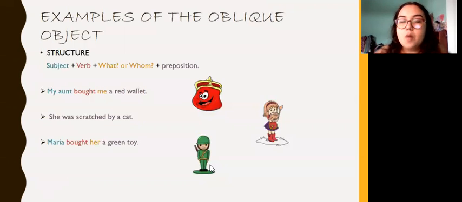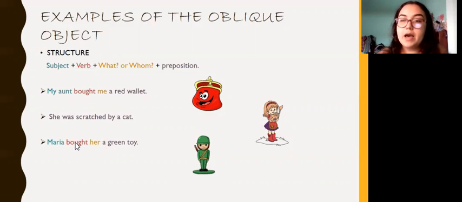Now, functional phrases in English as constituents of clauses can be considered as oblique objects. Here we have other examples to complement the oblique object concept. She was scratched by a cat. This is a prepositional phrase, that is called an oblique object.